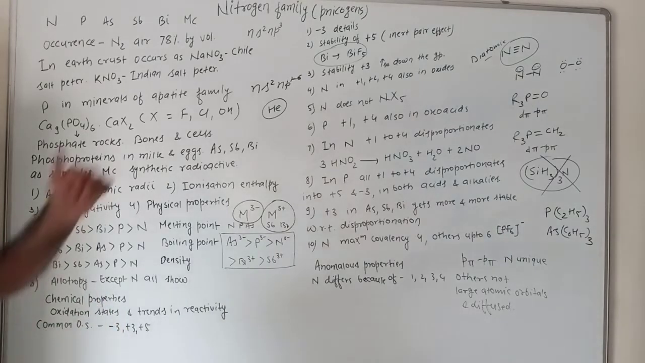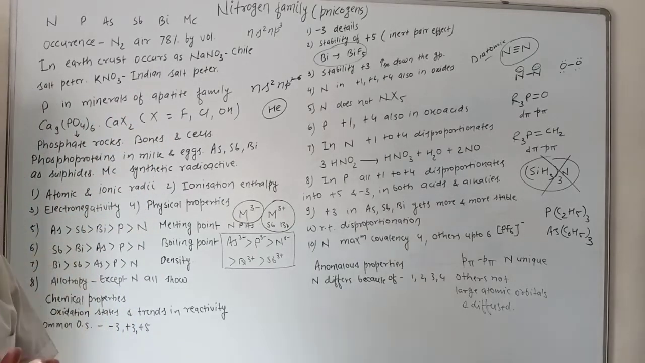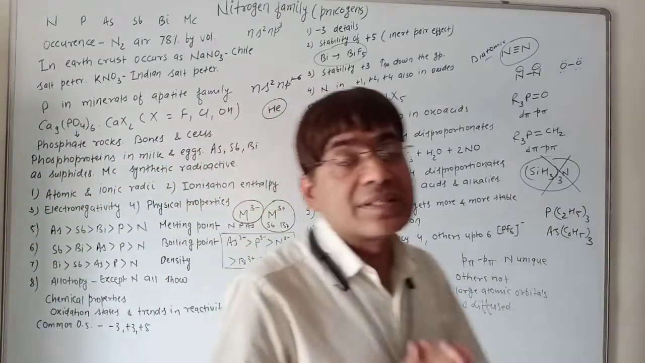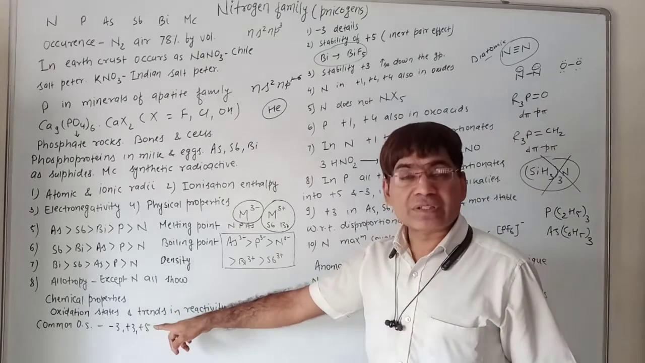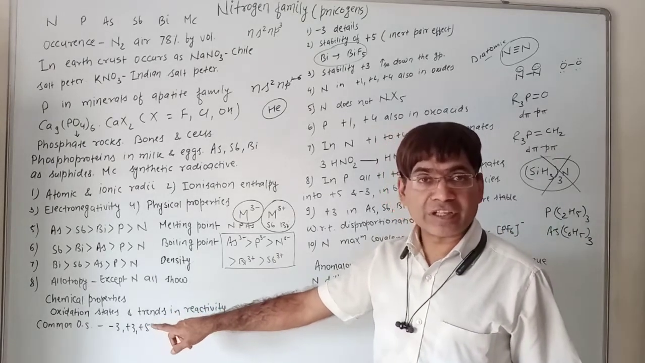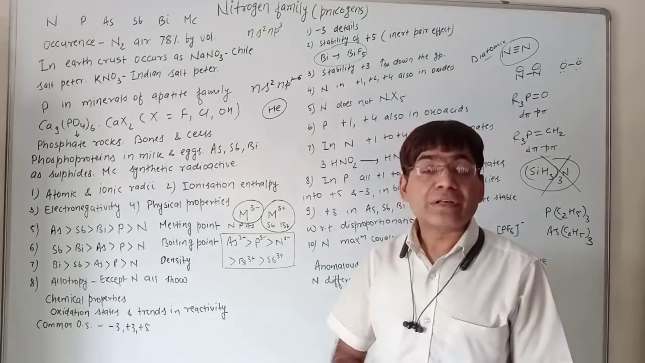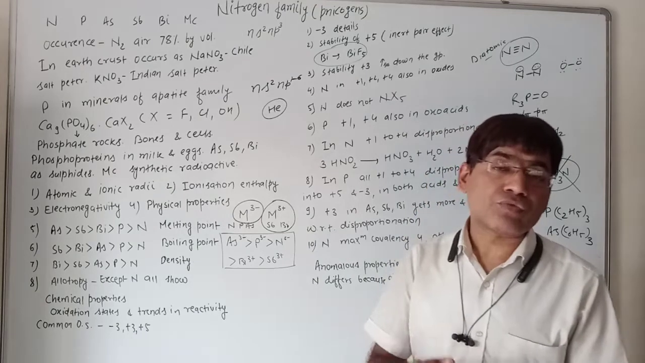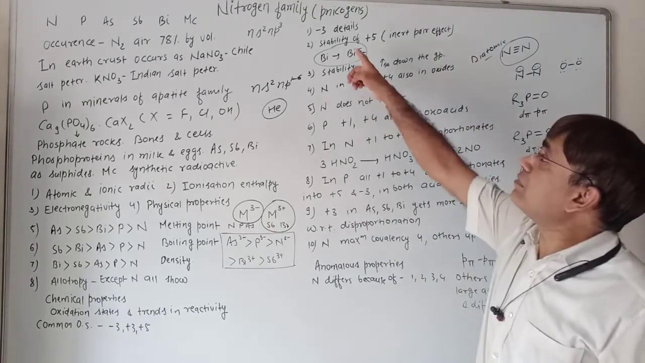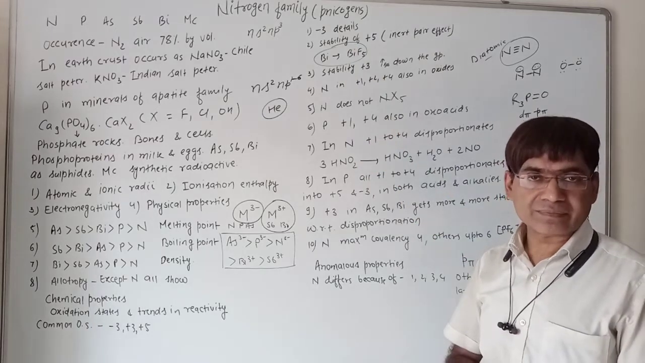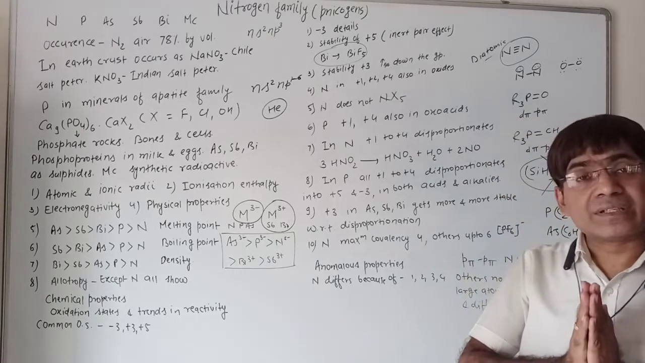Right? Now about the -3 oxidation state, the stability of -3 oxidation state decreases down the group. Now we are discussing these oxidation states one by one with reference to these group members. So the very first we are discussing is the -3 oxidation state. Its stability decreases down the group.